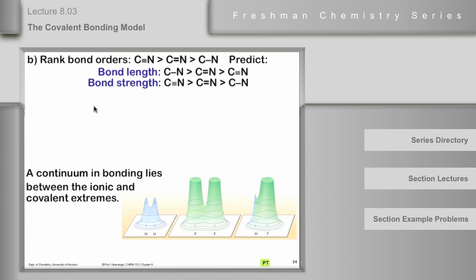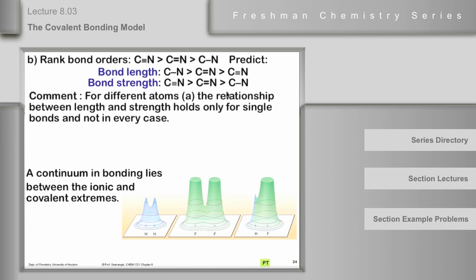All right. Looks like I didn't get my slides ordered here. Let's look at B. We have the bond orders. Carbon-nitrogen triple bond is greater than double bond, greater than single bond. The bond lengths will be in the opposite direction because low bond orders lead to large bond lengths. So the largest bond length will be the carbon-nitrogen single bond, and the shortest bond length will be the carbon-nitrogen triple bond. The bond strength will be opposite, just like it was before. Carbon-nitrogen triple bond is the strongest, and carbon-nitrogen single bond is the weakest.